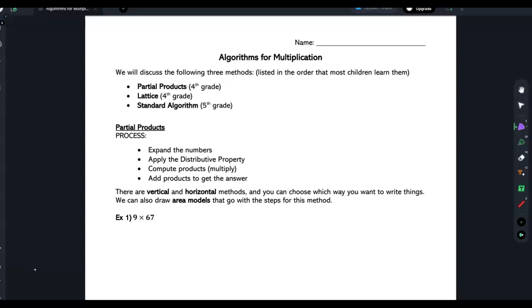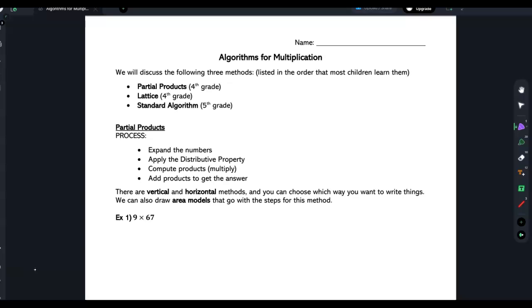So we're going to start with partial products. We're going to start with some simple problems and move on to some more complicated ones. We'll start with 9 times 67. So there's vertical and horizontal methods for this, and it just depends on the children's textbook you're looking at, which one they tend to favor. So I'll show both ways.